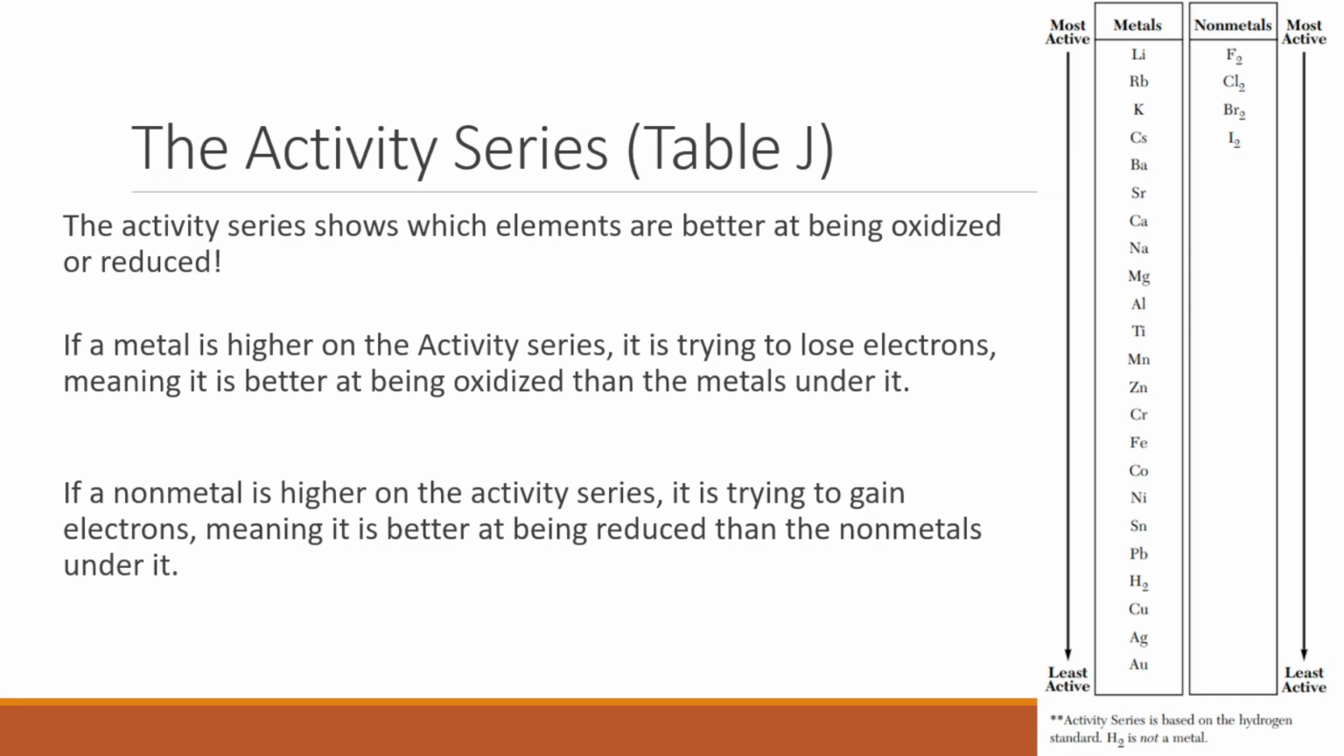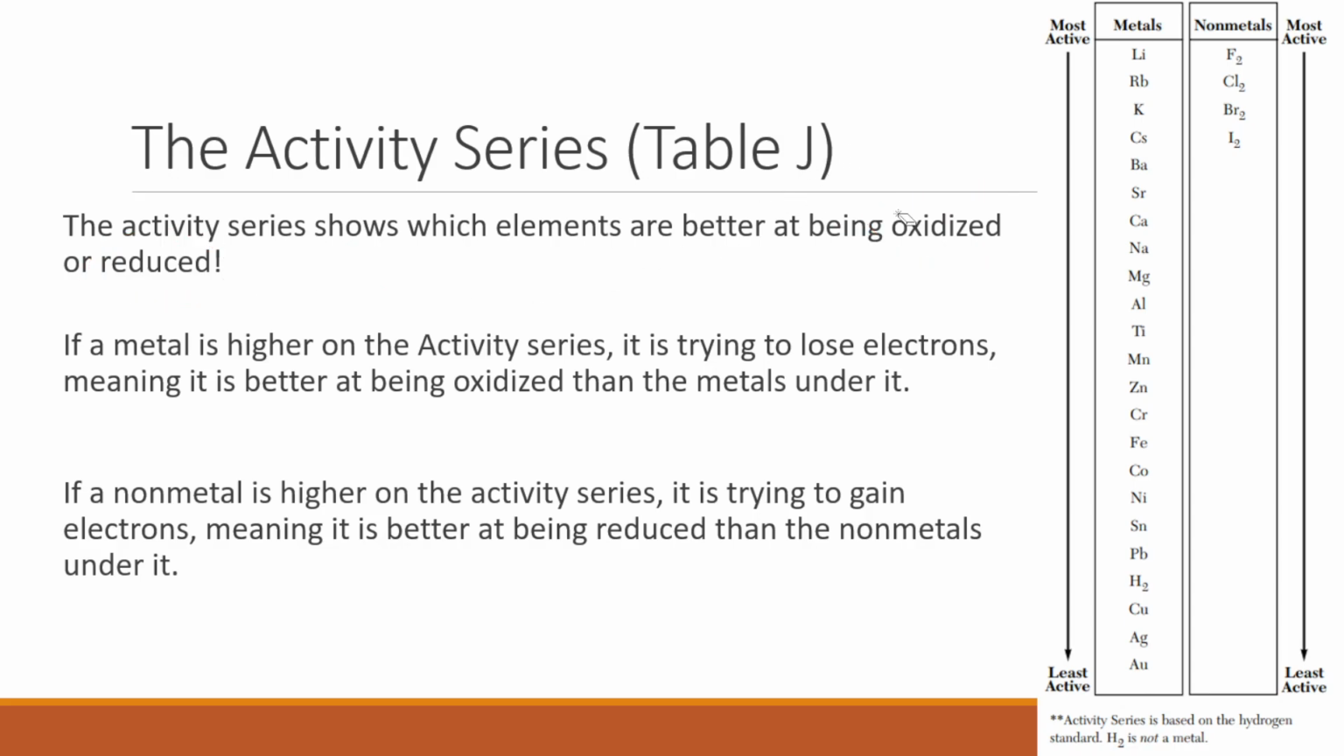If you remember, the activity series was the one we used when we looked at the single replacement reactions and whether or not they would be spontaneous. And the way we talked about that, what we said was the higher element on the table gets to be in the compound. And that's not a great definition, but we couldn't really talk about the actual reason behind table J, because we did not have the vocab words oxidation and reduction.